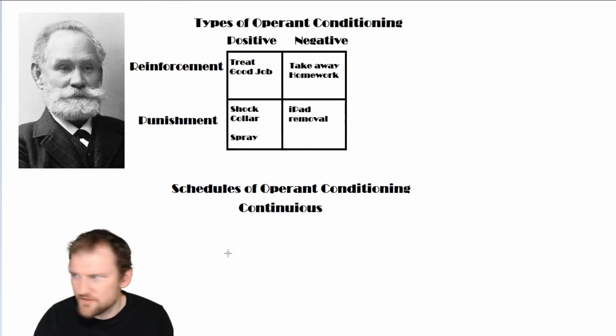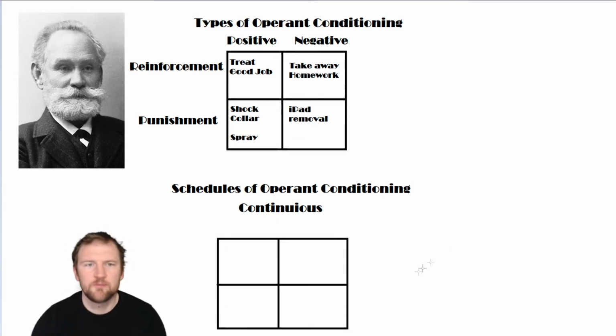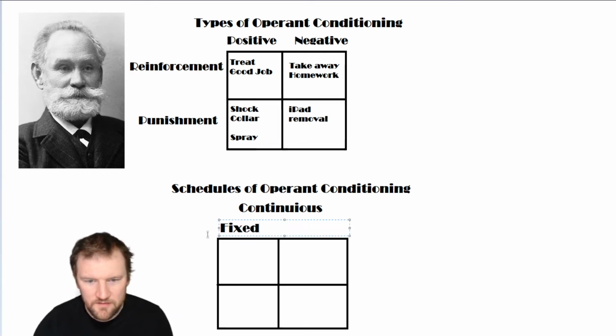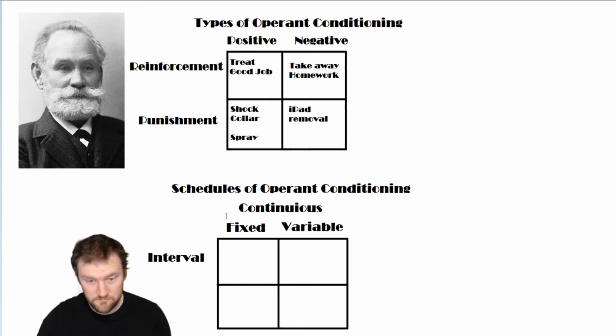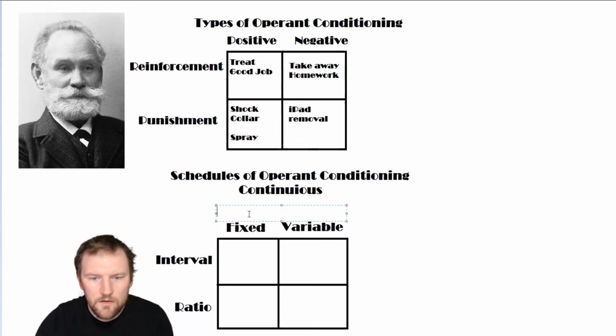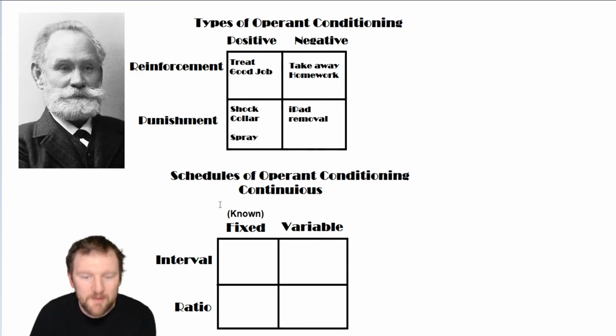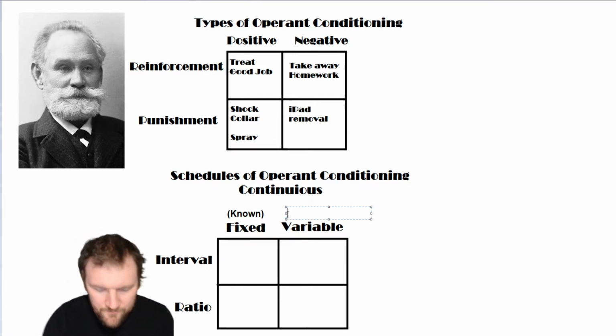If it is not continuous, though, it is one of these four possibilities, working on a similar grid to the types. It can either be fixed, variable, interval, or ratio. Let's talk about fixed and variable first. Fixed means you know when the reinforcement is going to occur, or it is a predictable occurrence. You know when you're going to be rewarded. Variable is you don't know when you're going to be rewarded. And all this will make more sense when we start going over examples.